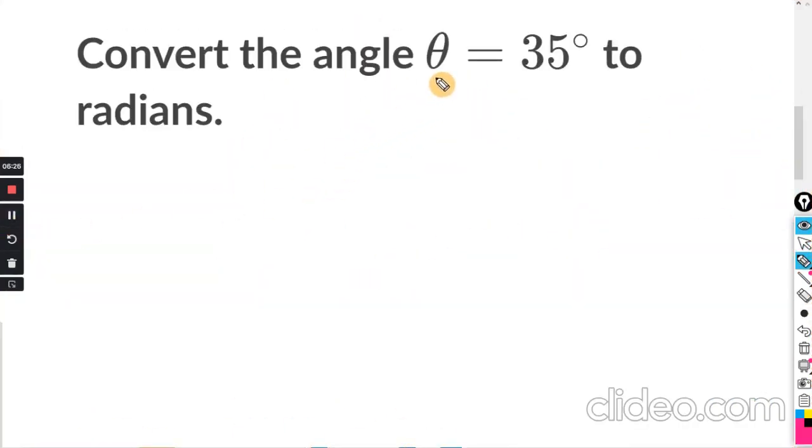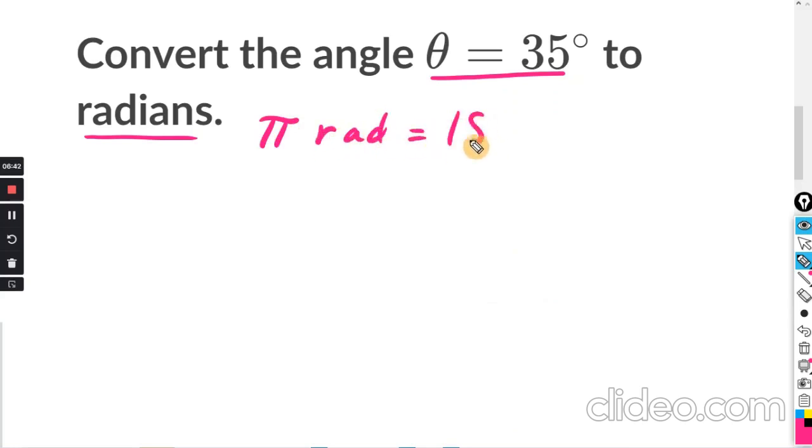Okay, here we want to convert the angle theta equals 35 degrees to radians. So the conversion factor, once again, that's going to be pi radians equals 180 degrees. All right, I'm going to write DEG for now instead of degrees.